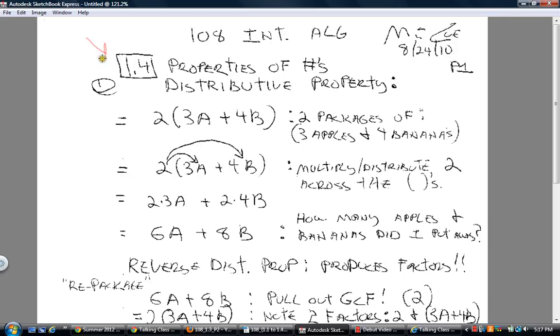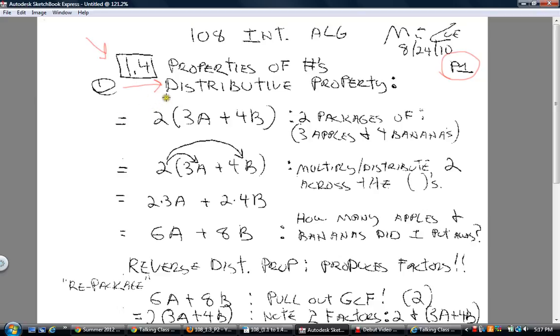I'm going to wrap up chapter 1 here on this page and the next page, and we are going to focus on properties of numbers. The first one we're going to work on is the distributive property. Okay, so obviously we're going to take on the first page here, so let's get started.